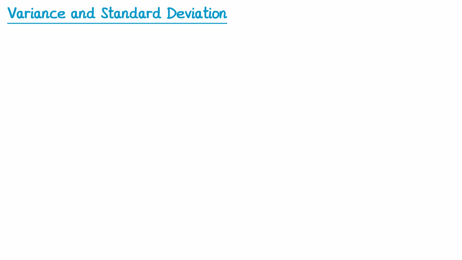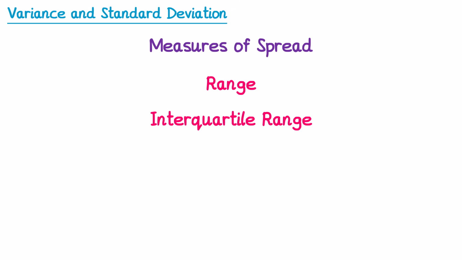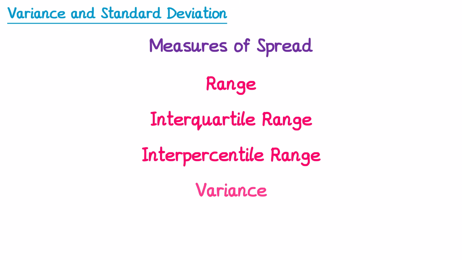In the previous video, we looked at a few different measures of spread. They were the range, the interquartile range, and the interpercentile range. In this video, we're going to look at two more. They're known as the variance and standard deviation.